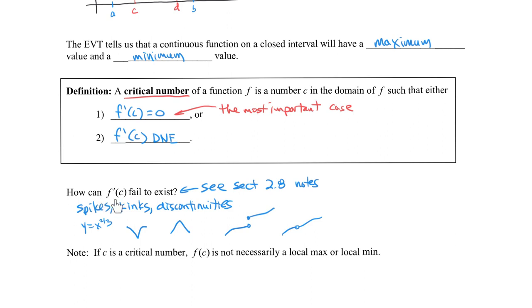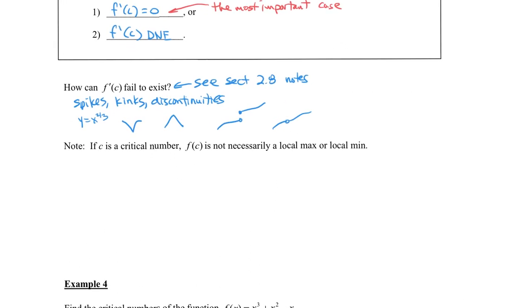But for the most part, these aren't going to be as much of an issue. We're really going to be concentrating on finding out where the derivative is 0. That'll be the one we focus on the most. There's also a little note here. You have to just be aware. It says, if c is a critical number, f of c is not necessarily a local max or local min. Now, it normally will be, but it doesn't have to be.